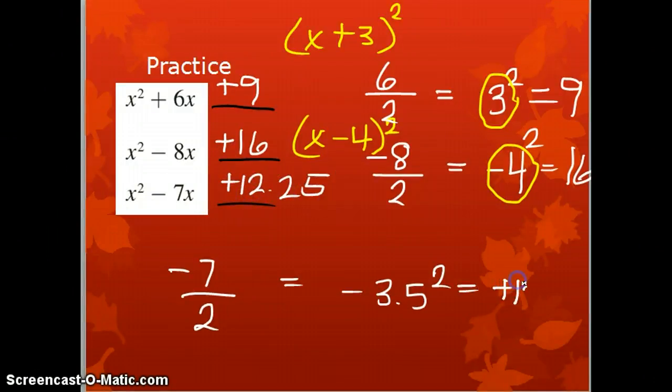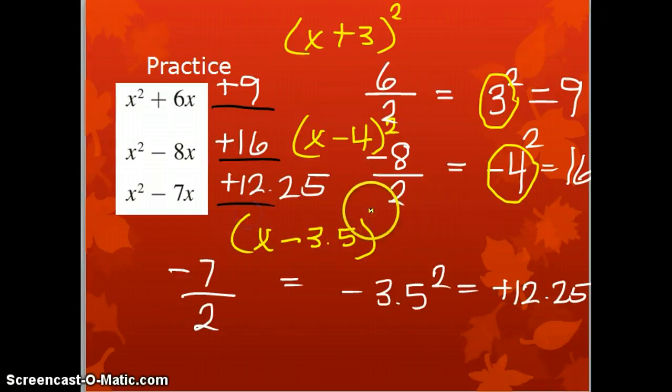You will always be adding a positive number. The reason you will always be adding a positive number is because when you square something, even if it started off negative, it is now becoming positive. If I wanted to figure out what should go in those parentheses, if that's what I were looking for, there you go. I already found that number. I already found what the answer should be.